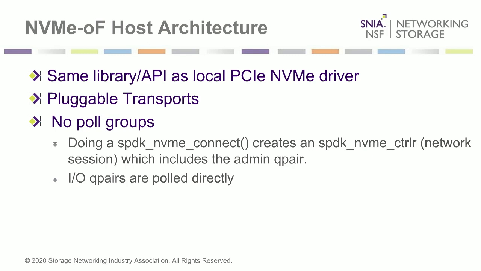It's considerably simpler than the target side because there are lots of clients to one target, and so an individual client is not as complex or as heavy as the full target. It doesn't have poll groups because you typically have so many fewer connections. You likely only have one queue pair per thread anyway, and so you don't need to poll large sets of connections. You just create a queue pair for your thread, and then you poll the queue pair directly instead of having this group concept. But other than that, it's very similar.